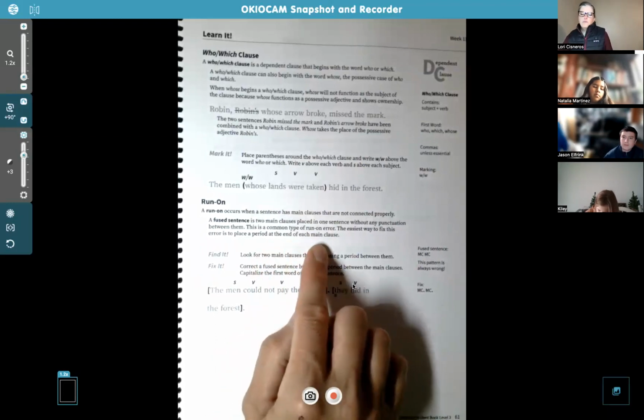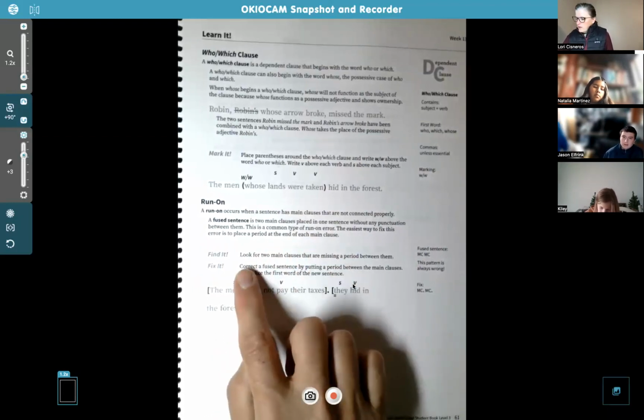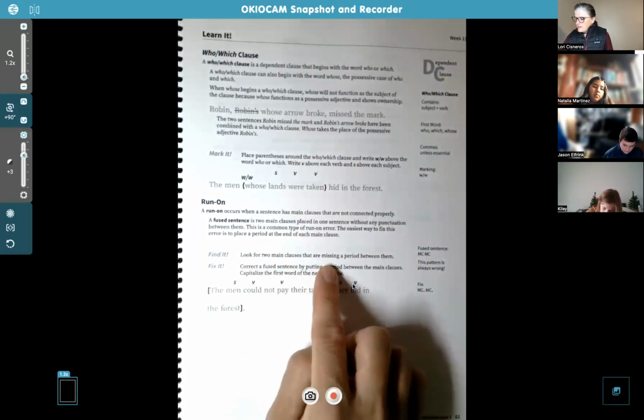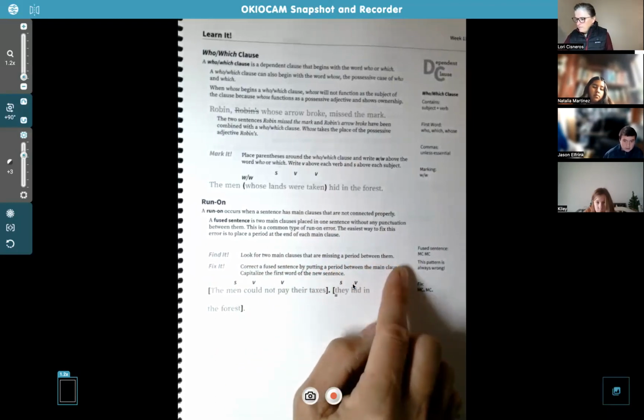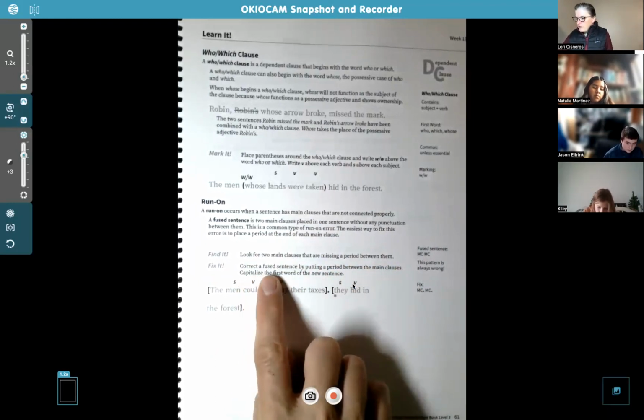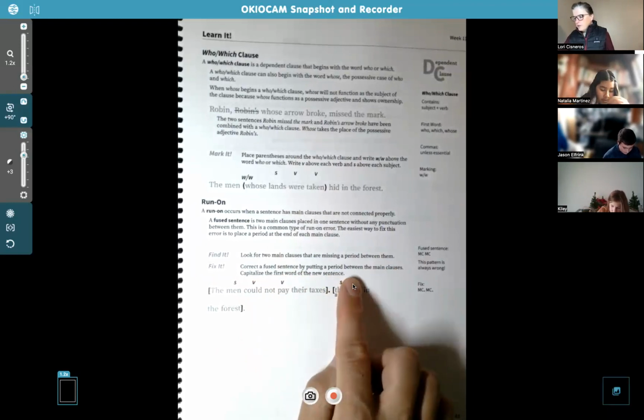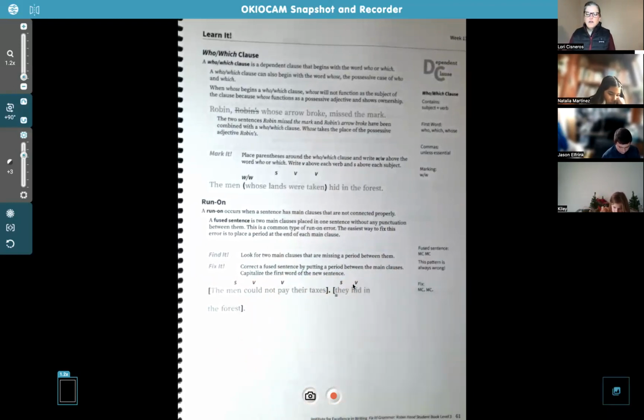At the end of each main clause. So look for the two main clauses that are missing a period between them. And then you're going to correct a fused sentence by putting a period between the main clauses. And sometimes you have to cross out a word like "and" or "then" if you keep it going like that. So you might have to cross out a word to make it make sense.